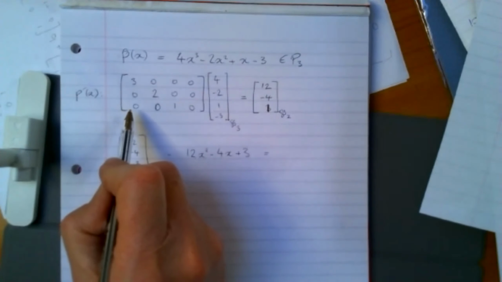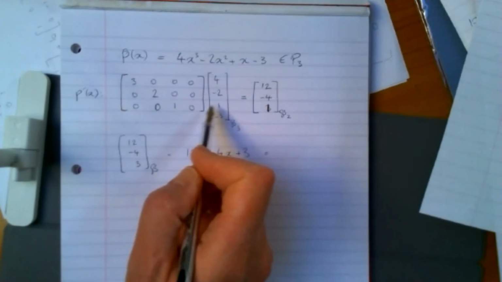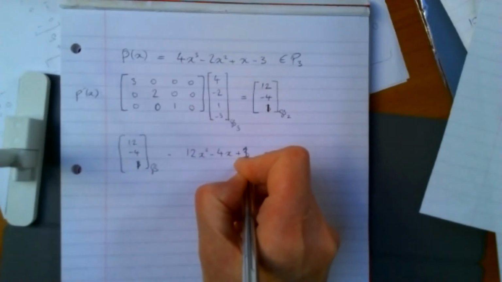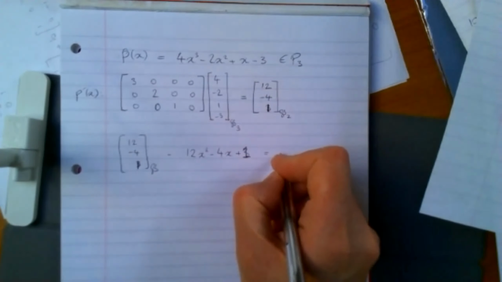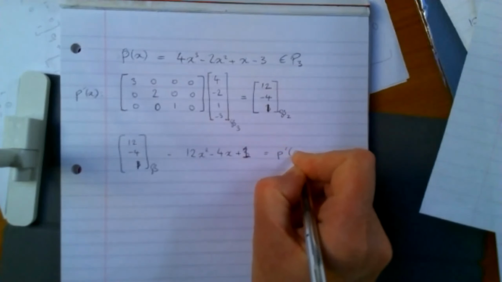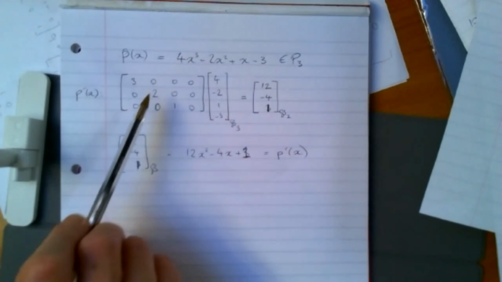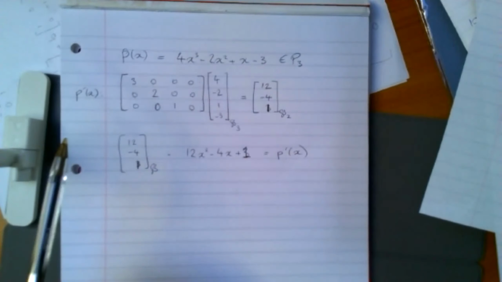The third entry here is 0 times 4 plus 0 times minus 2 plus 1 times 1 plus 0. So this is 1, and this is plus 1. And now that we've got it right, we can observe that that is indeed equal to the derivative p dash of x. If we differentiate p of x, we get 12x squared minus 4x plus 1.